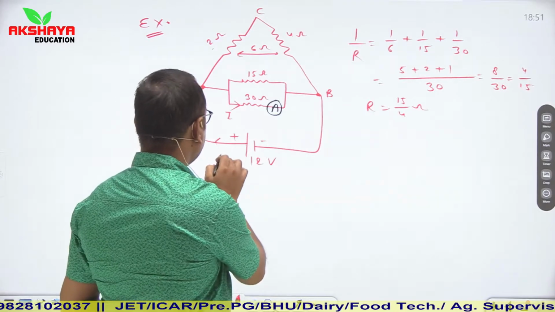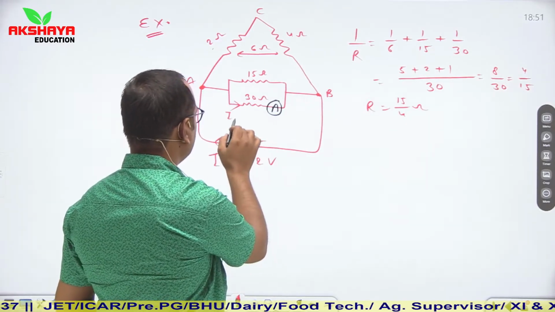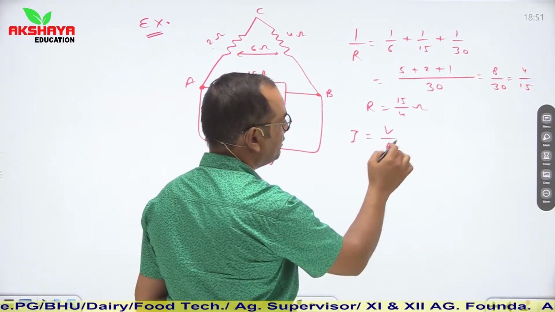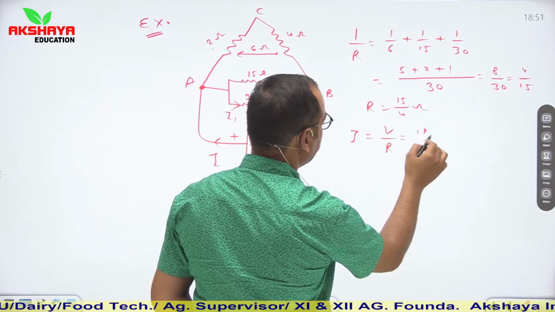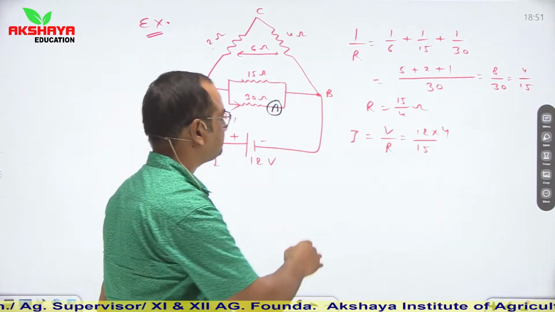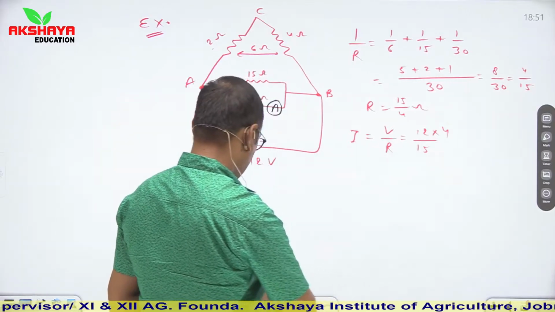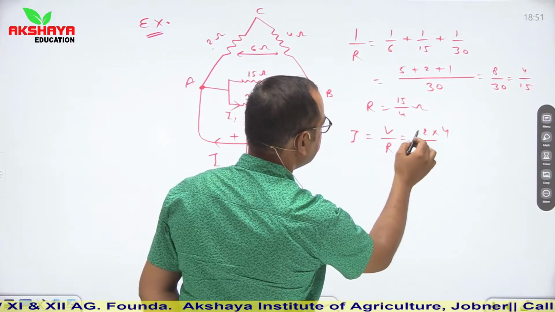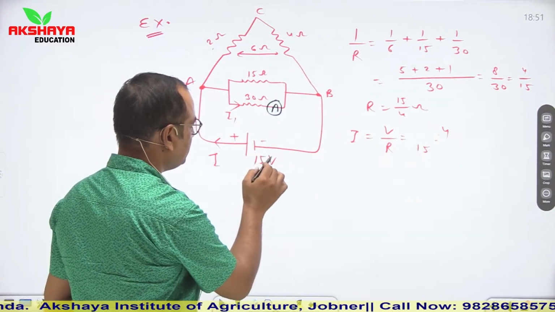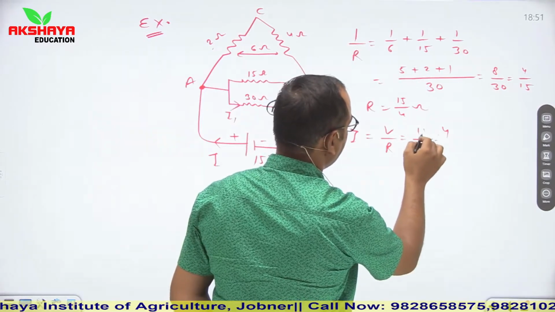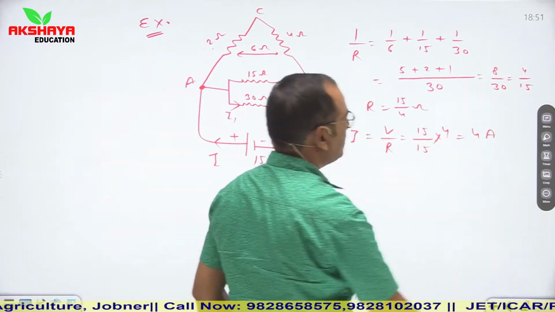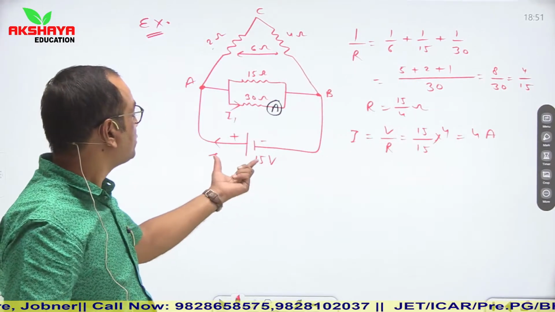Now we have to calculate the net current flow. Let us say this is I1. So I is equal to V upon R. V is 12 volt, R is 15 by 4. Or you can take this potential difference as 15 volt to make the calculation easy. So it is 15 upon 15 by 4, so current is 4 amperes. So 4 ampere of current is flowing through the source.